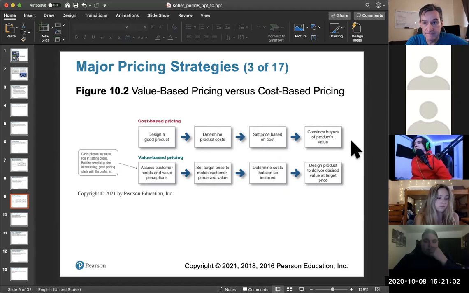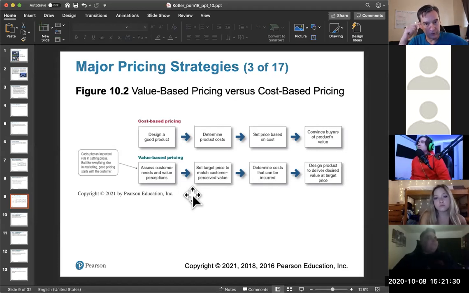On the other side, assess customer needs and value perceptions. Go to the marketing research. Figure out how much they are paying for something like what you are going to sell. So now set a target price to match customer perceived value. Remember, the book tells you this. Kotler from Northwestern is telling you this. Harvard is telling you reduce that price. Leave room for them to believe you are the best supplier they have.